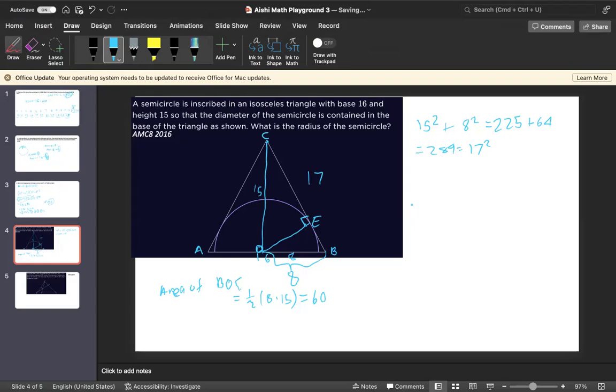So another way to write the area would be half of OE times 17, which is equal to 60, which we found was the area of BOC. So then OE times 17 is equal to 120. So OE is equal to 120 divided by 17. That was pretty easy.